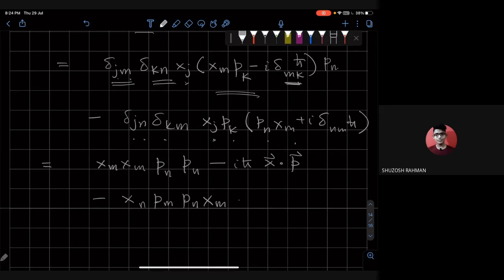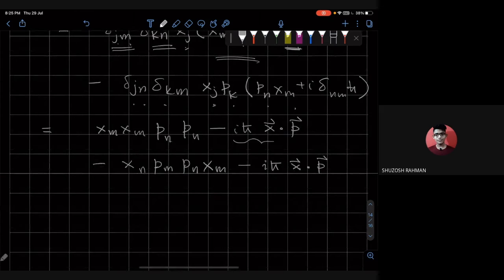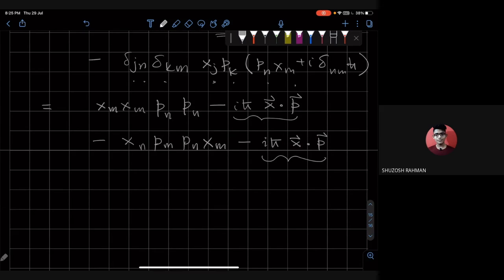And then minus, here what we should get is, again, minus i h bar x dot p. So we see that we get two terms, sorry, not factors. The first term we can write as x squared times p squared. And then we get minus 2 i h bar x dot p.